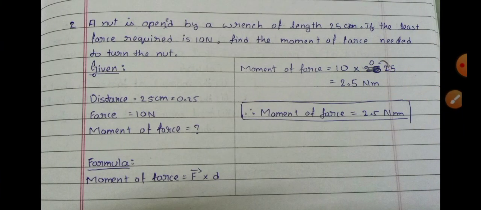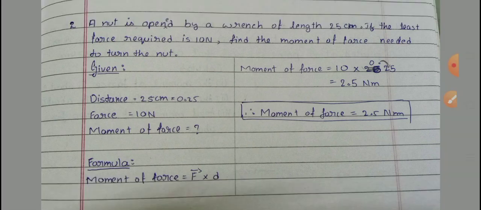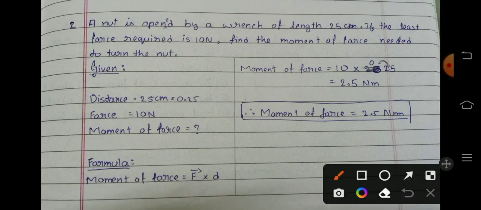What is the second one? A nut is opened by a wrench of length 25 centimeter. If the least force required is 10 Newton, find the moment of force needed to turn the nut. Here they have given the distance, 25 centimeter, which is in centimeter, so you convert it to meter. Divide it by 100, you will get meter. She forgot to write meter here.